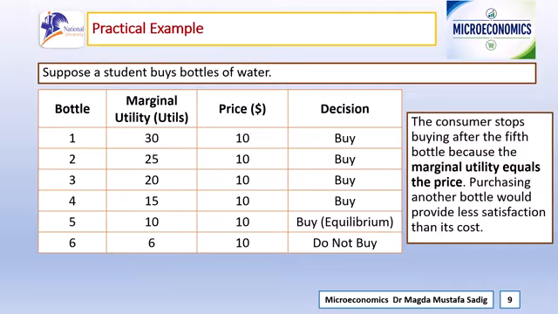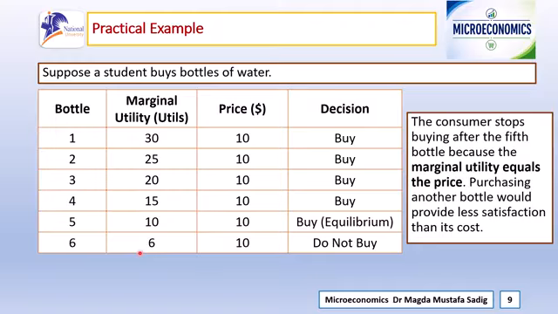Let us take a practical example. Let us apply this concept. Imagine a student purchasing bottles of water. The first bottle provides extremely high satisfaction, 30. The second also provides considerable satisfaction. The third and fourth bottles continue to provide positive benefits. By the fifth bottle, marginal utility has fallen until it equals the price.